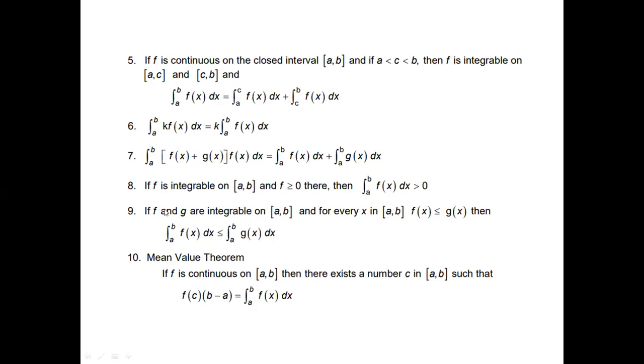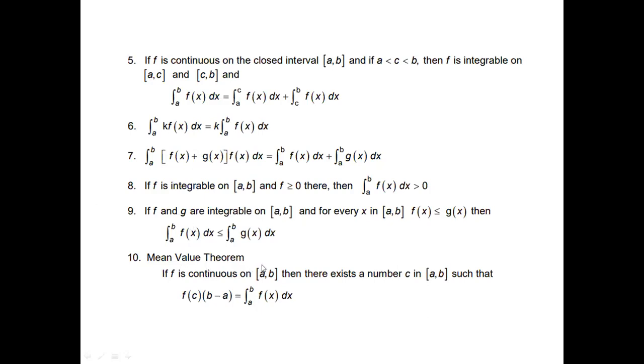This is very self-explanatory. In the first place, f of x here is already less than g of x or equal to it. It follows that if you're going to integrate these two functions on the same limits, you will have also the same relationship. Their integrals would either be equal or less than each other. Now, number 10, the last property.